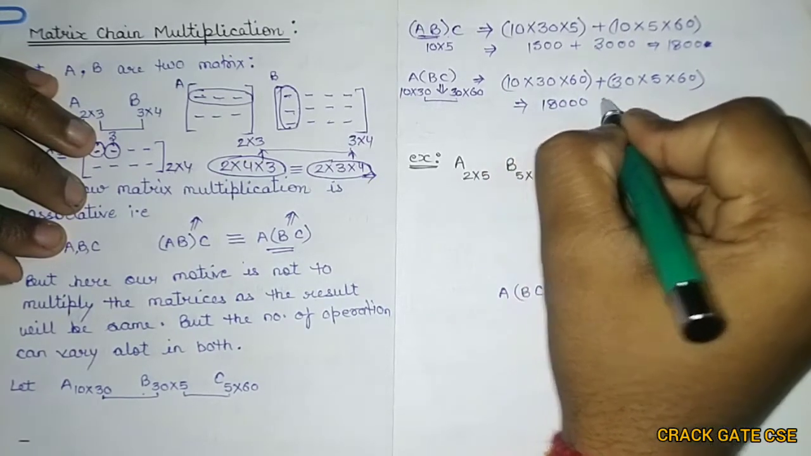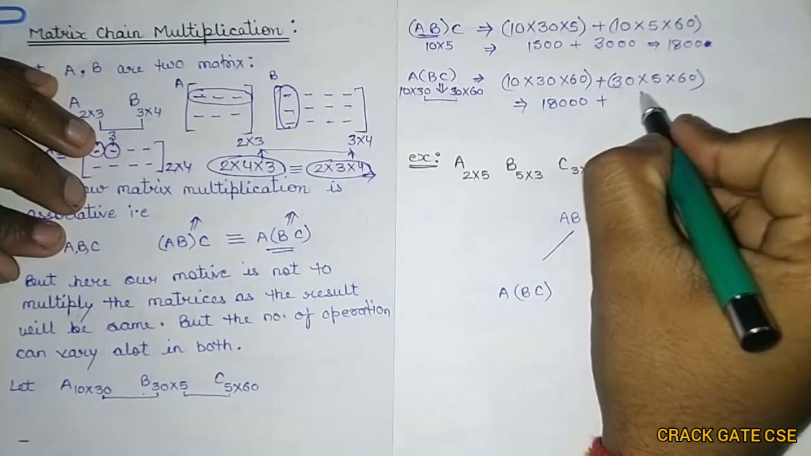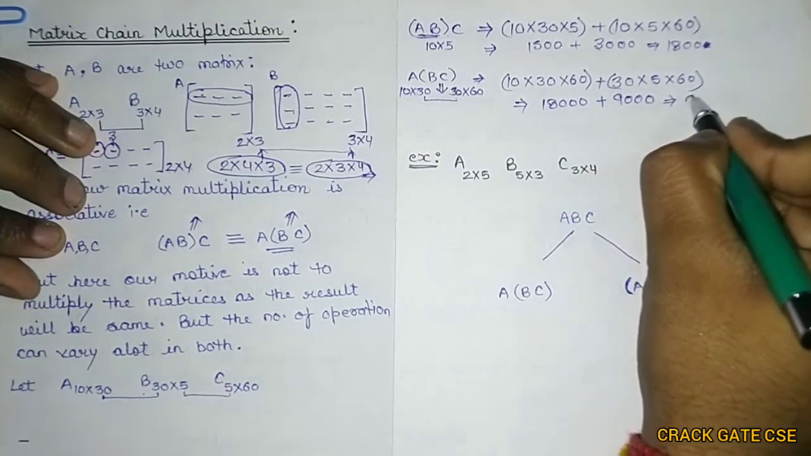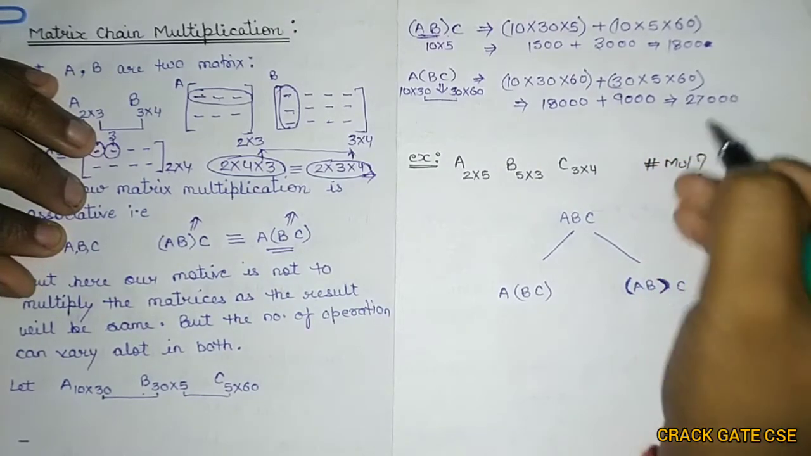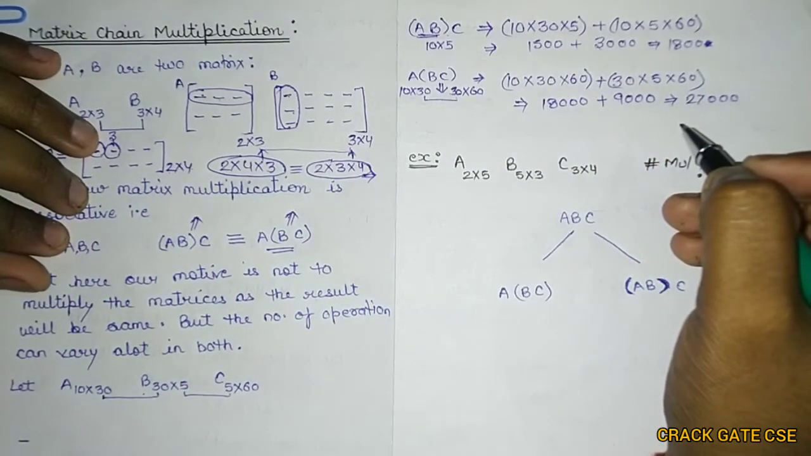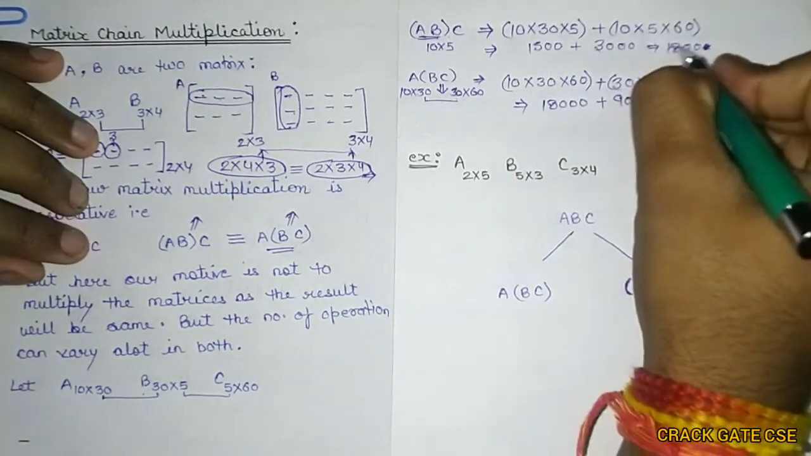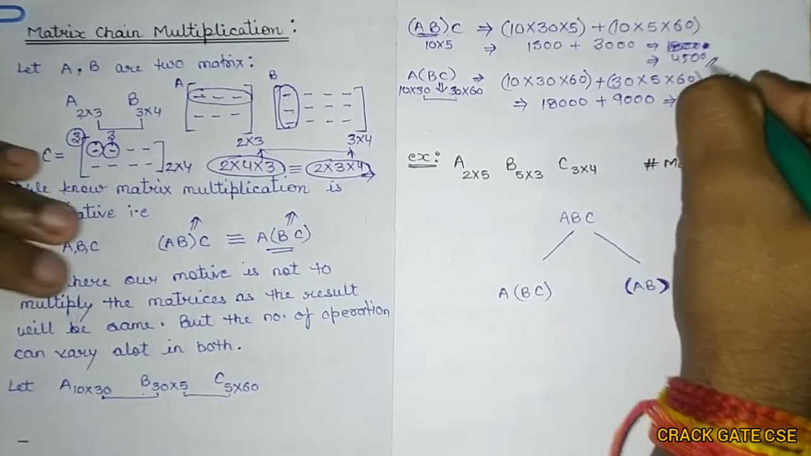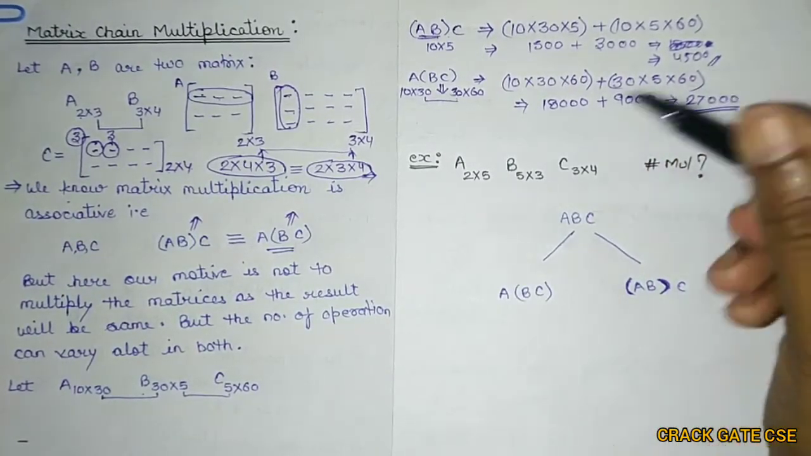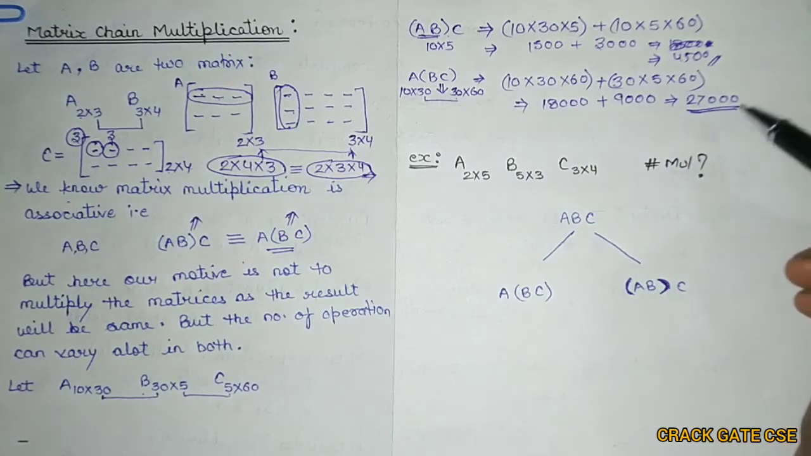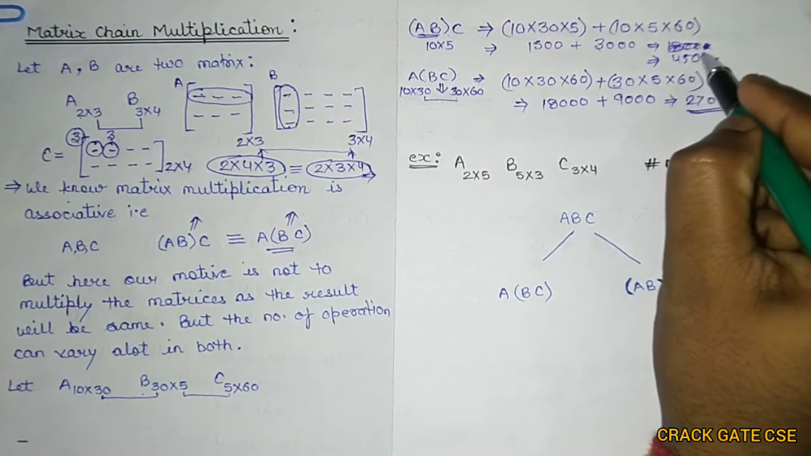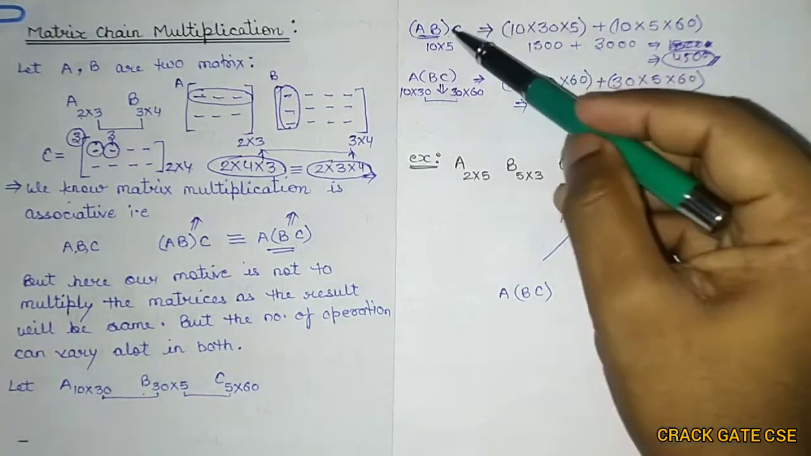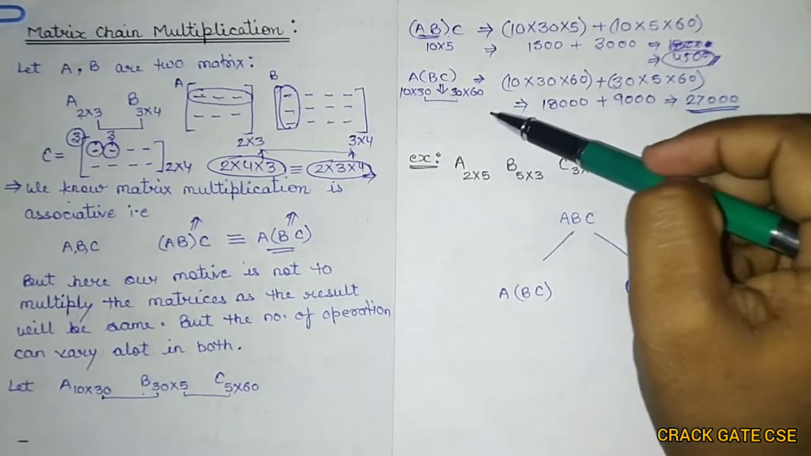So what will it be? It will be 9,000 plus 18,000, right? So this will be 27,000, right? Sorry, I wrote it wrong earlier. The first approach will be 4,500, right? So here you can see that in this second approach I need to multiply 27,000 times, but in the first I need to multiply 4,500 times. So you can clearly see that this first approach is far better than the second approach.